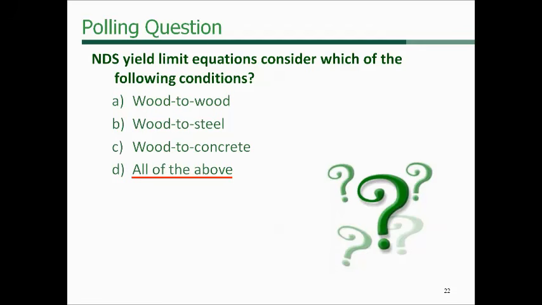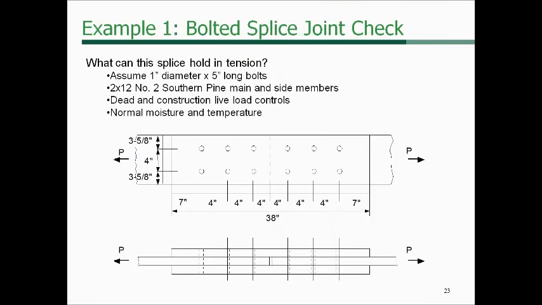So a couple slides back, I mentioned the yield mode equations, 4 different yield mode equations, 6 of those specifically for single shear, 4 for double shear, and that we cover wood to wood, wood to steel, and wood to concrete. And those tables actually show up in the NDS. We've got tabulated values for all of these various types of connectors. So hopefully that's helpful to some of you that maybe weren't aware that we had wood to steel and wood to concrete values, and that you're able to use the yield limit equations for that as well.